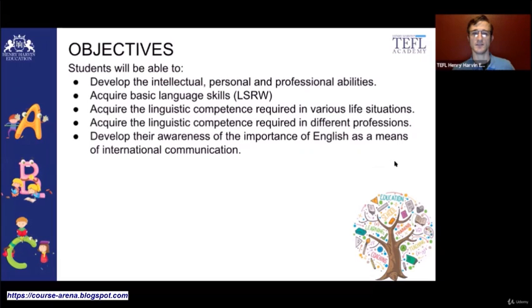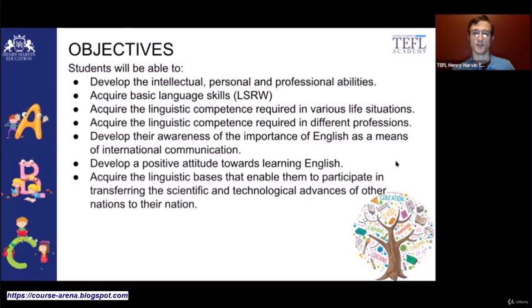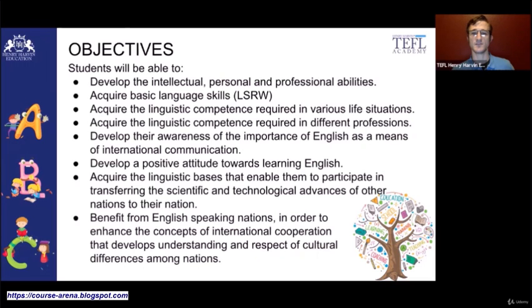English as a means of international communication, develop a positive attitude towards learning English, acquire the linguistic bases that enable them to participate in transferring the scientific and technological advances of other nations to their nation, benefit from English-speaking nations in order to enhance the concepts of international cooperation that develops understanding and respect of cultural difference among nations.